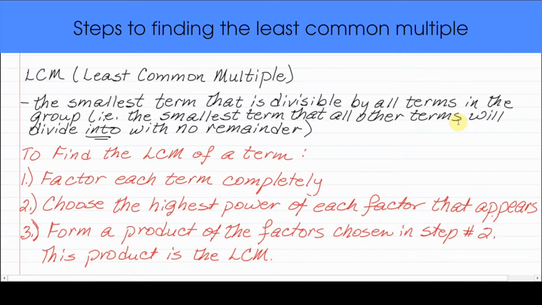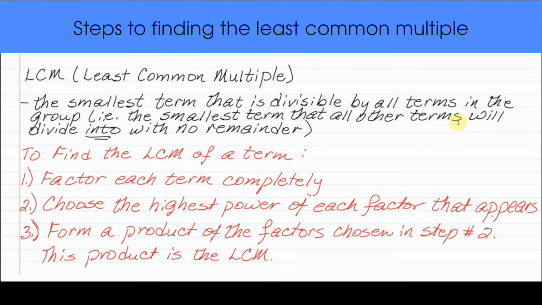Today class we're going to talk about finding the least common multiple, abbreviated LCM. Well, what is the least common multiple? It's the smallest term that is divisible by all terms in the group. In other words, it's the smallest term that all other terms will divide into with no remainder.